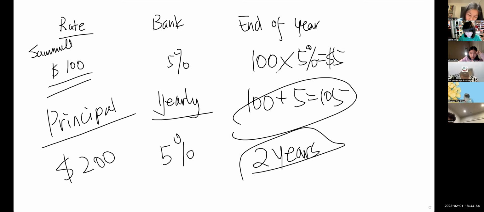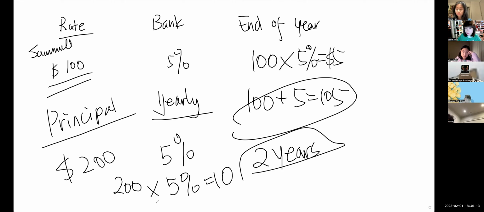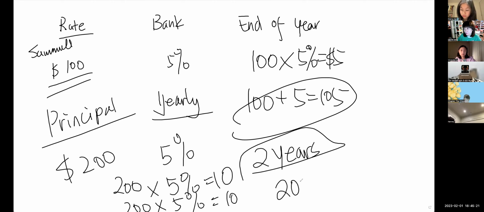So think about it. You have 200 dollars, right? So the first year, you get $10. Very good. And the second year, you get another $10. That's why at the end, you're going to get 200 as the principal and $20 as the interest. So the answer is 220. Understand?